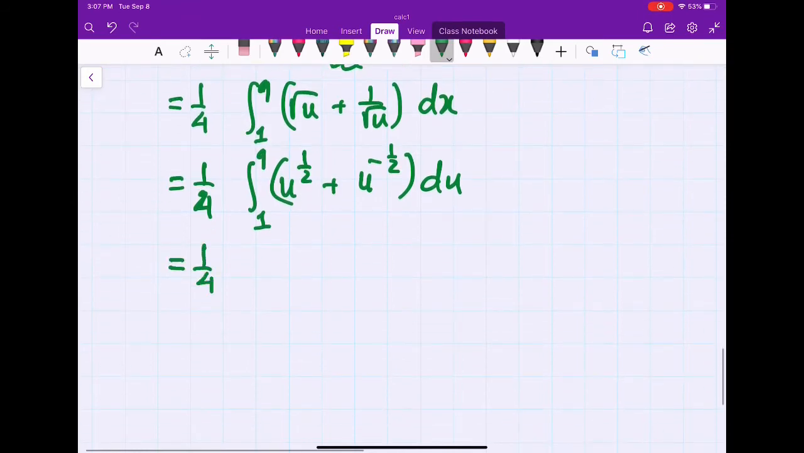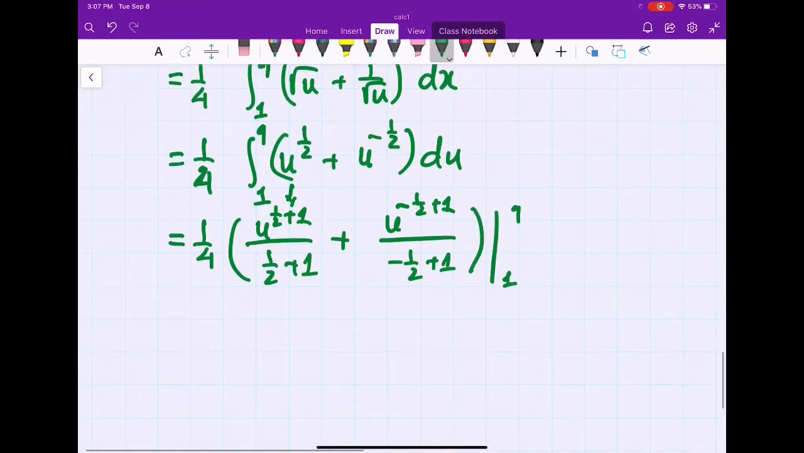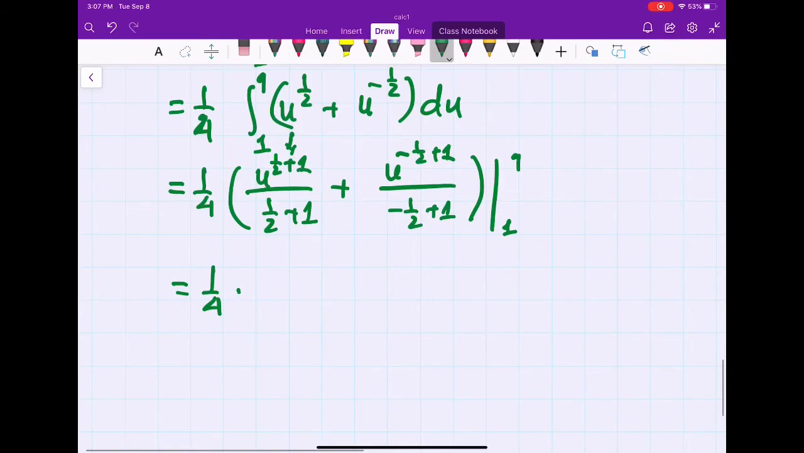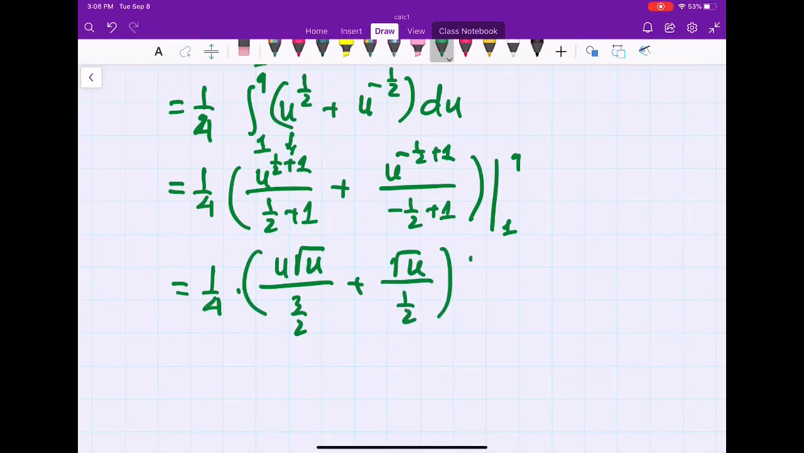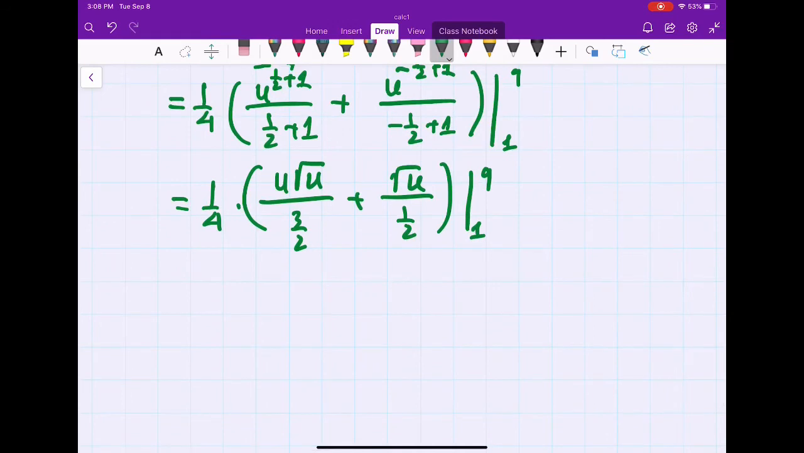You use the power rule. This one gives you u to the 1/2 plus 1 divided by 1/2 plus 1, plus u to the negative 1/2 plus 1 divided by negative 1/2 plus 1, evaluated from 1 to 9. So you have 1/4. The first one is u, I write it like this, u square root of u, divided by 3 over 2, plus square root of u divided by 1/2, evaluated from 1 to 9. The reason I write it this way is because when we plug 9 and 1 into the function, it's easier to calculate.